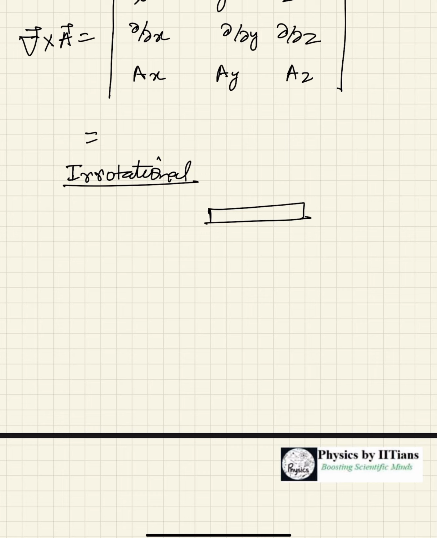So this word irrotational is made of two words. Ir means something opposite to the rotation, and rotation means if you have a rod and you are applying a force F on both sides, the force in the upward direction and also a force in the downward direction, then we will see that about the center of mass, this particular rod will start rotating.